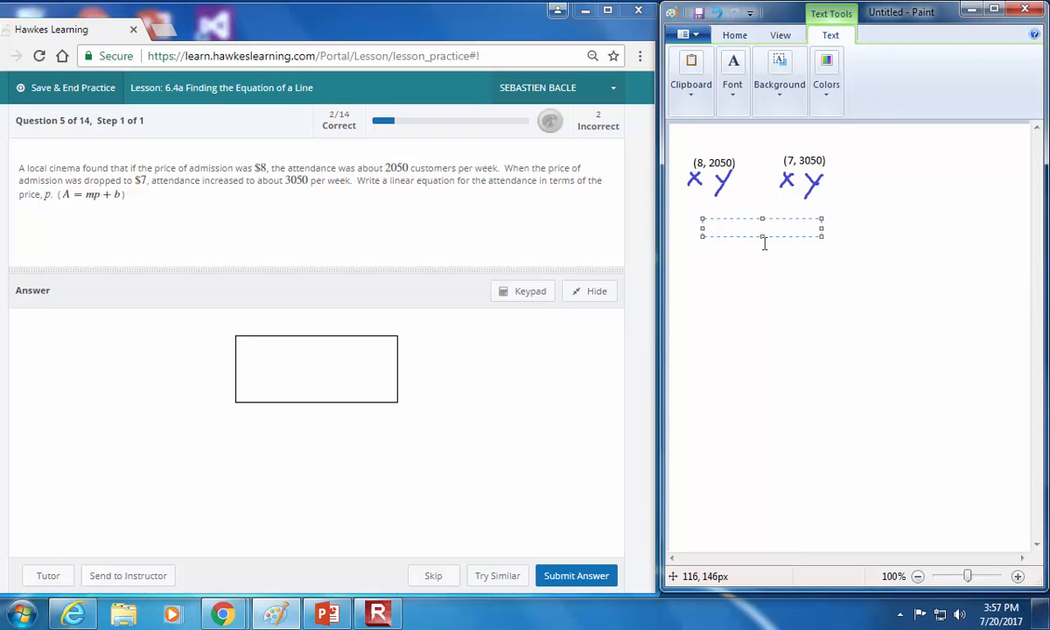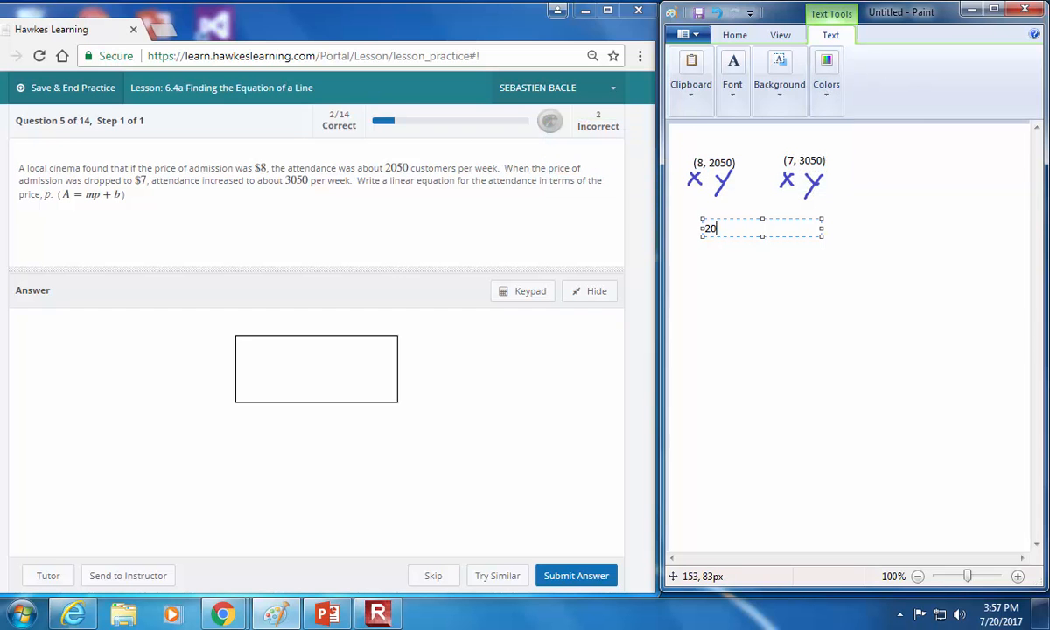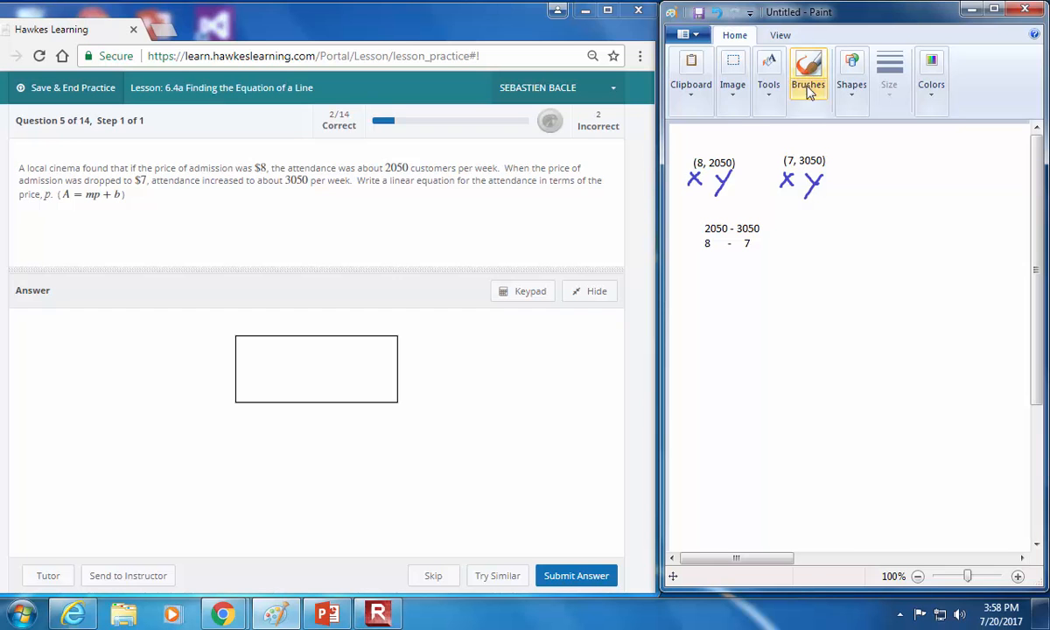So we'll do, excuse me, let me switch that to color, and I'll just start with the 2,050 minus the 3,050, and then on the bottom, if I started with the 2,050, I'm going to start with 8 and then minus 7. And so that ought to give me my slope.